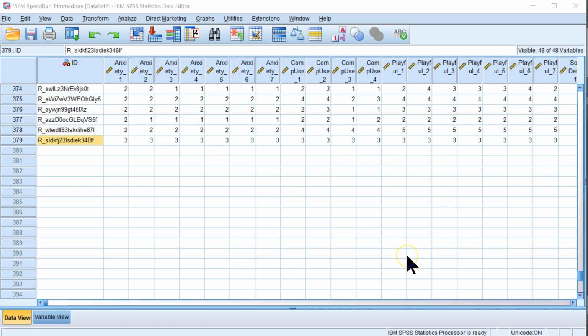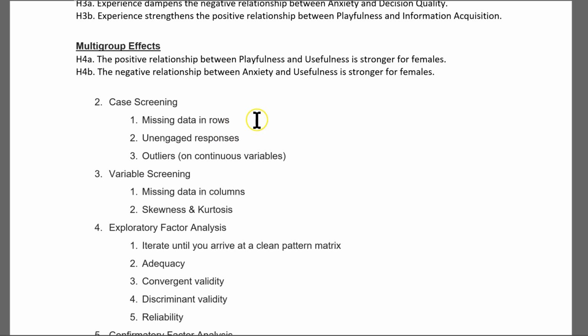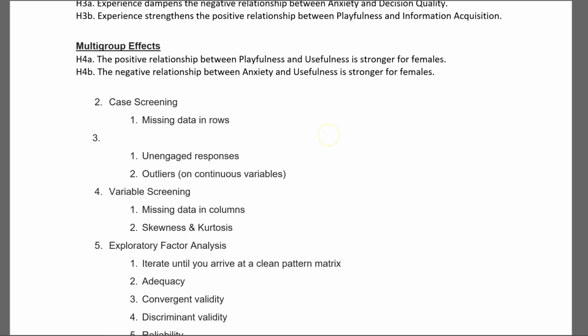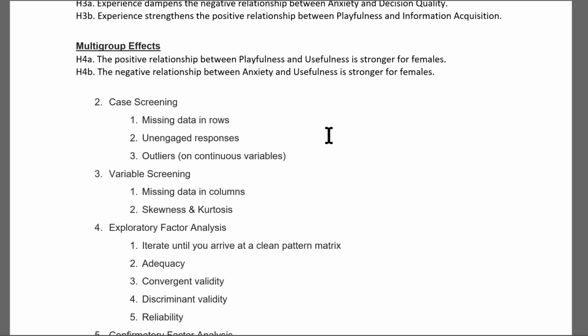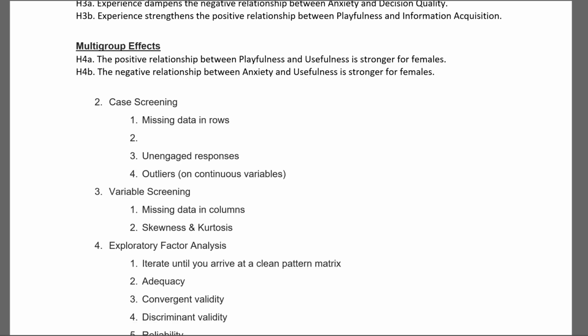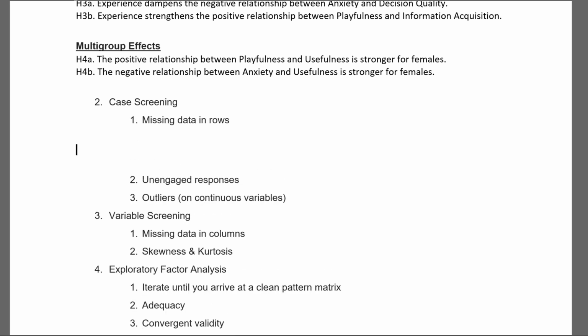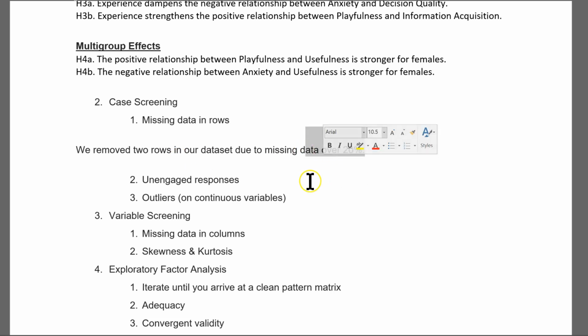Now let's write that in, I guess. Missing data in rows, something like, removed two rows in our data set due to missing over 20% of the data, or something like that. That's totally justifiable. If they didn't answer your survey, you can't use their responses.